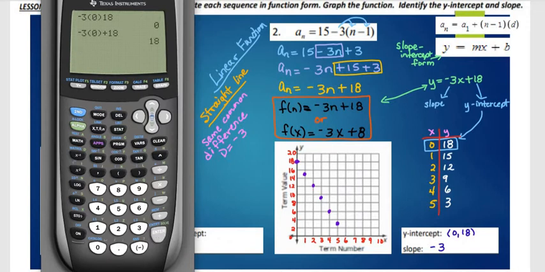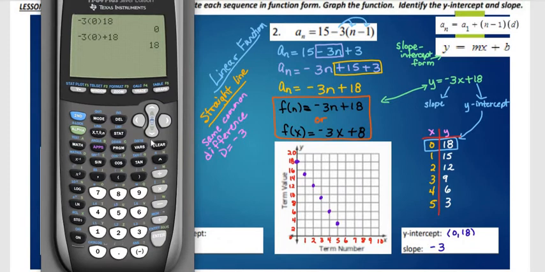Now I can do this over and over again, but there's also another way. What I'm going to do is go to y equals right here. The only thing that we can use in this y equals is the x, so I'm going to type in -3, and I'm going to use this key right here for my x, plus 18. So this time I'm going to go to second and graph.